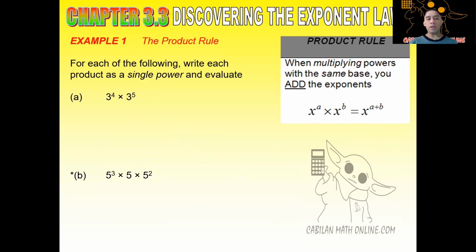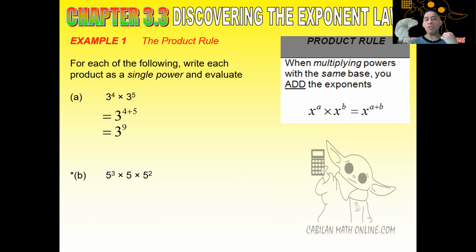So what we're going to do here is add the 4 and the 5 together. And then when we do that, that'll give us 4 plus 5. Now you notice in the first set of instructions here, it says for each of the following, write each product as a single power. So that would be the first step. And the second step is to evaluate.